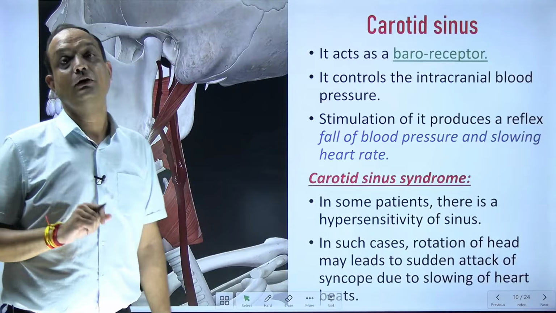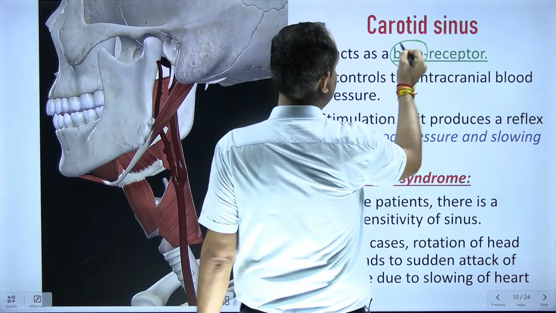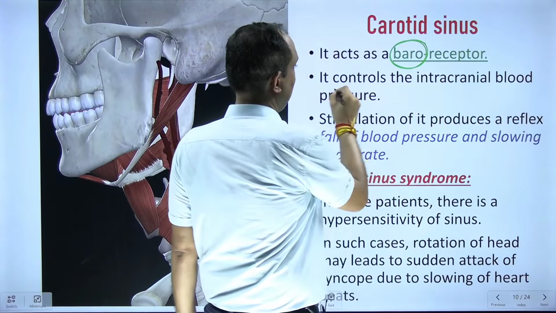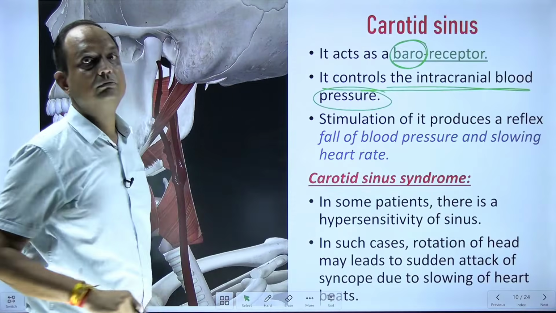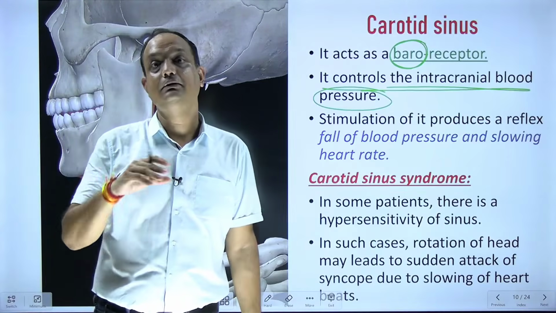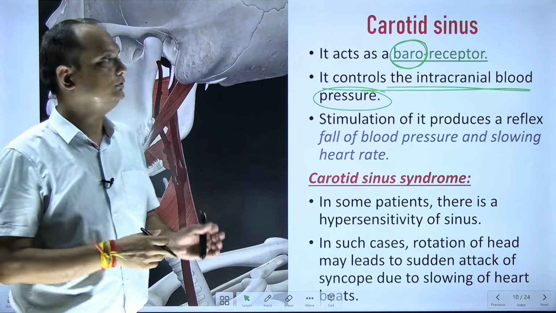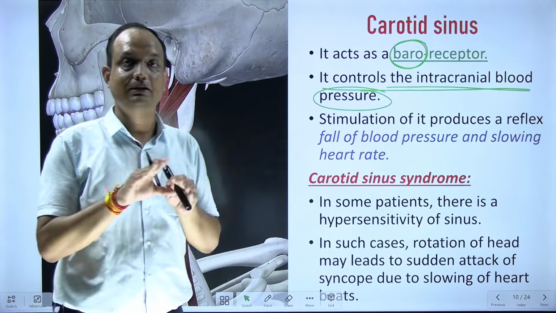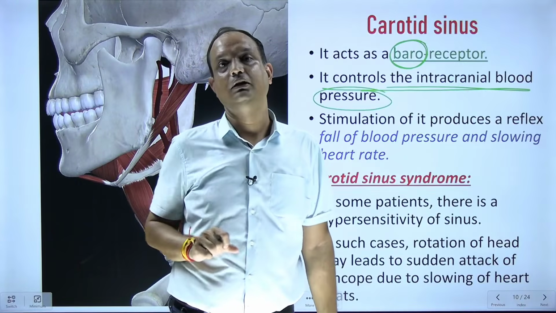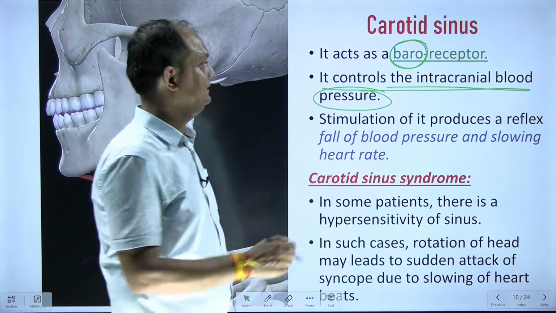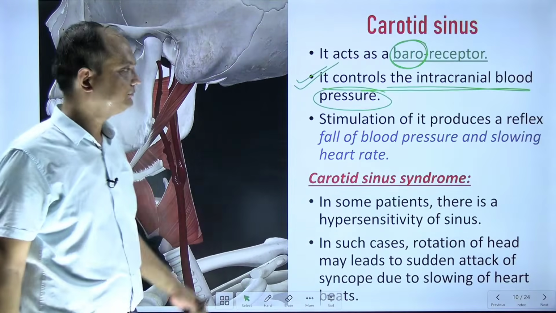Now what is the function of this carotid sinus? The carotid sinus acts as a baroreceptor. That means it controls the intracranial blood pressure. Clear? So you know that the internal carotid artery enters inside the cranial cavity and supplies blood there. So that's why you are able to connect now that this baroreceptor present at the starting point of the internal carotid artery is able to control the intracranial blood pressure.